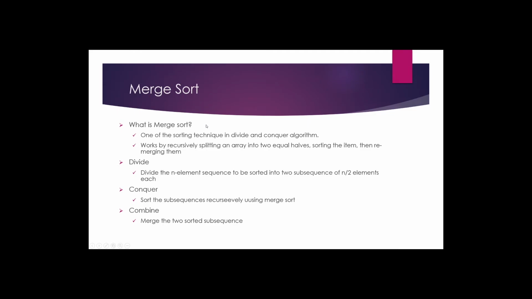What is merge sort? Merge sort is one of the sorting techniques in the divide and conquer algorithm, same as quicksort. It works by recursively splitting an array into two equal halves, sorting the items, then merging them back. Divide the n element sequence to be sorted into two sequences of n divided by two elements each. Sort the subsequences recursively using merge sort, and merge the two sorted subsequences at the end.